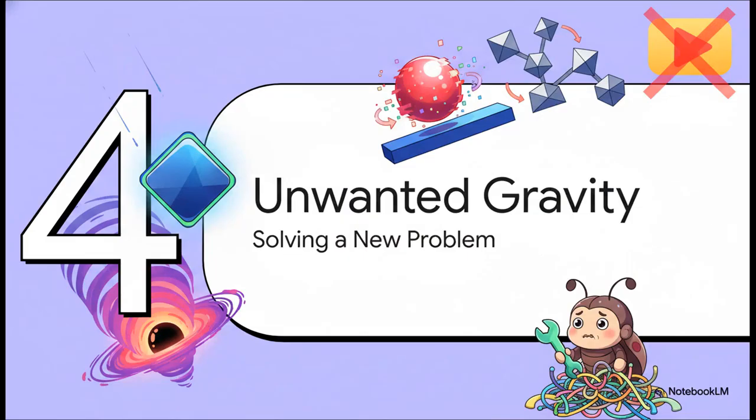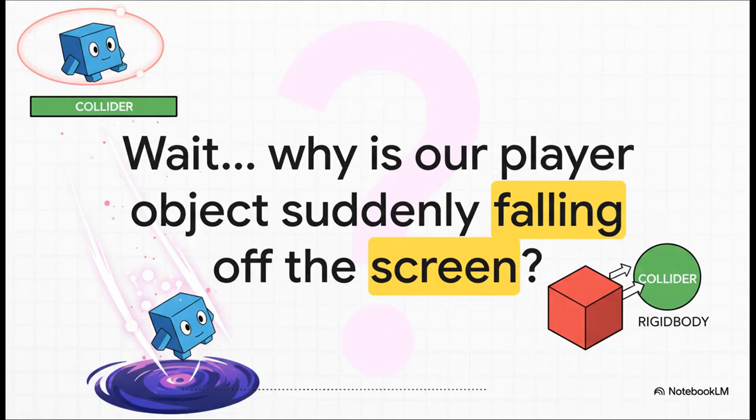All right, Section 4. With our rigid body on board, we are finally ready to see a real collision. So let's hit play, but you might notice something a little strange happens. We've actually just created a brand new problem that we need to solve. So you press play, ready for a glorious collision, and instead your player just falls. It just drops right off the bottom of the screen like it fell off a table. What is going on? We didn't tell it to do that.